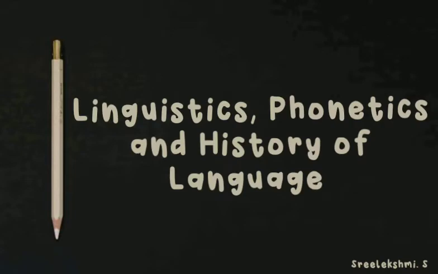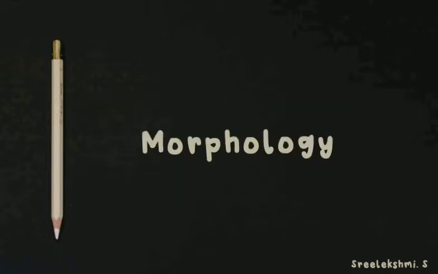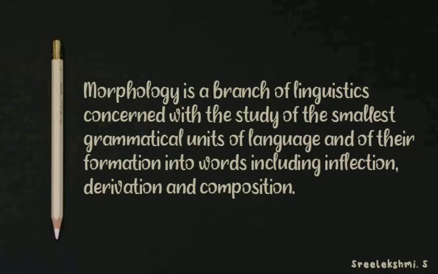We have already started the module Linguistics, Phonetics and History of Language. And now we are moving on to the next topic, morphology. Morphology is a branch of linguistics concerned with the study of the smallest grammatical units of language and of their formation into words, including inflection, derivation, and composition.